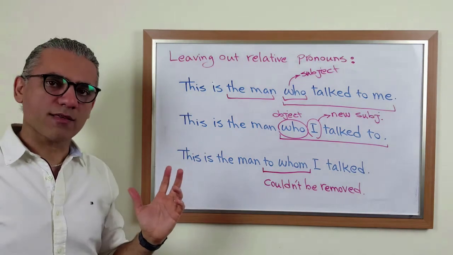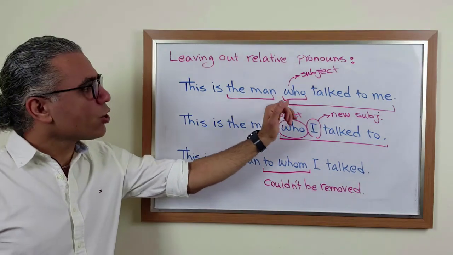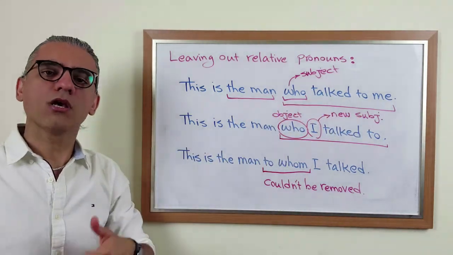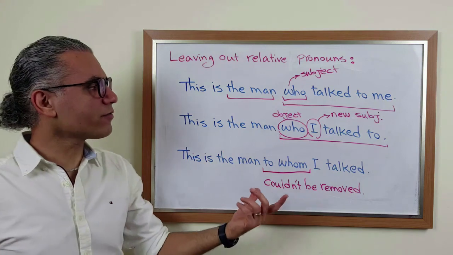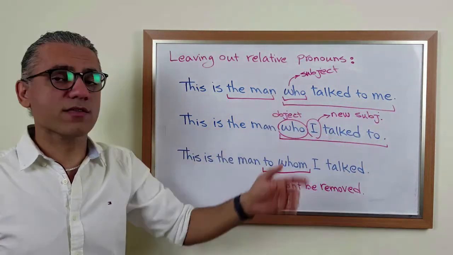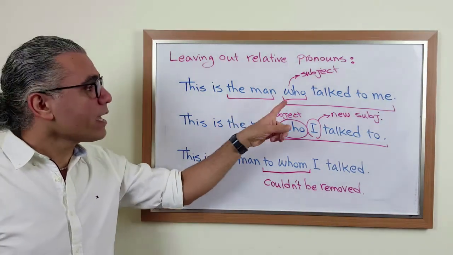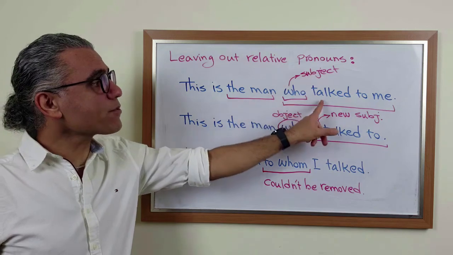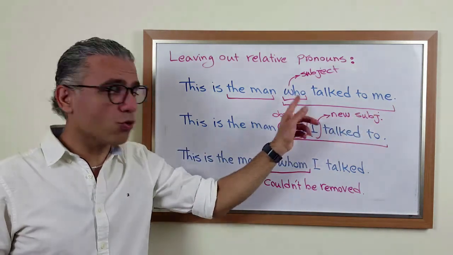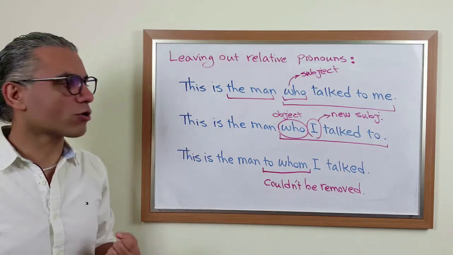Let me explain on the examples. Look at this one. This is the man who talked to me. Okay, what is our relative clause? Our relative clause is this part, who talked to me. And who is our relative pronoun, which is replacing the man. And who is the subject of the clause. Because who talked to me? The man talked to me. So it is the subject of your clause.